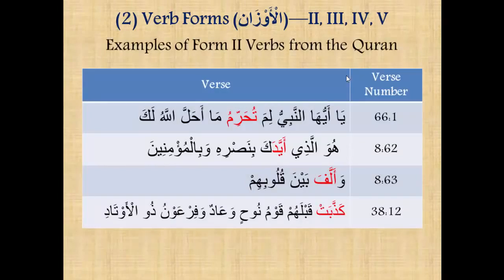Here are some real examples of form two verbs taken straight from the Quran in the context of different ayats. يَا أَيُّهَا النَّبِيُّ لِمَ تُحَرِّمُ مَا أَحَلَّ اللَّهُ لَكَ. The verb تُحَرِّمُ is a form 2 verb following the pattern تُفَعِّلُ: حَرَّمَ يُحَرِّمُ التَّحْرِيمُ.